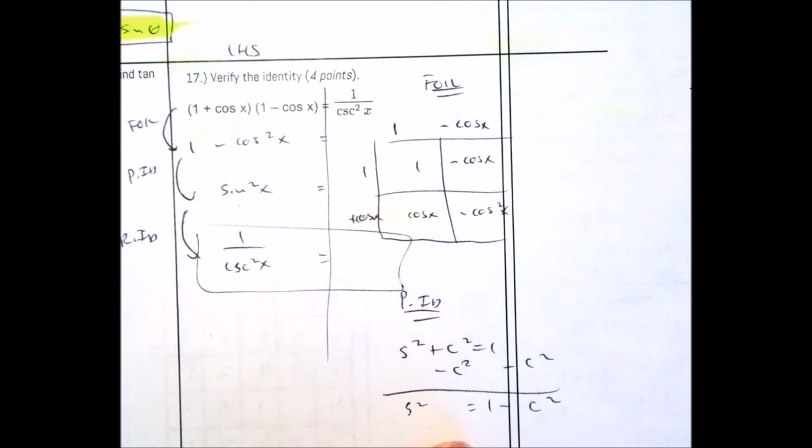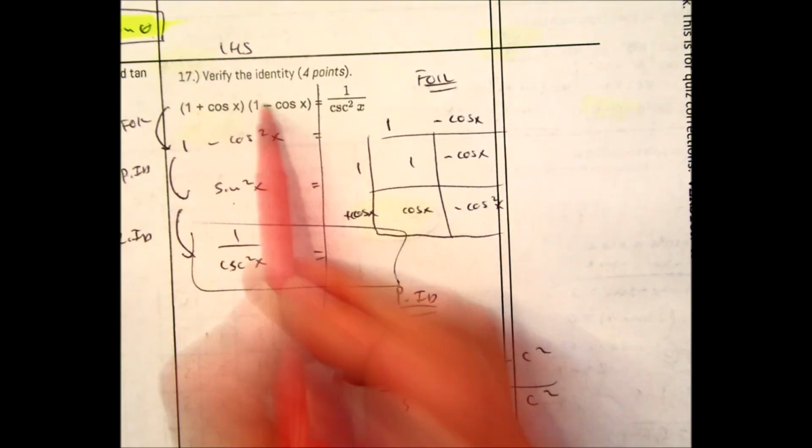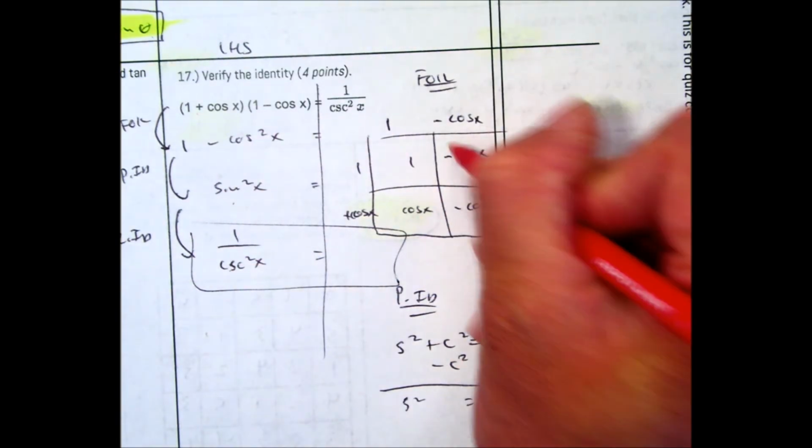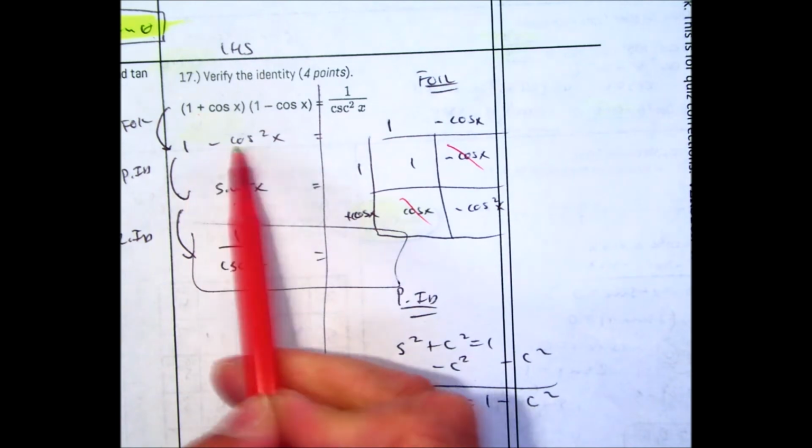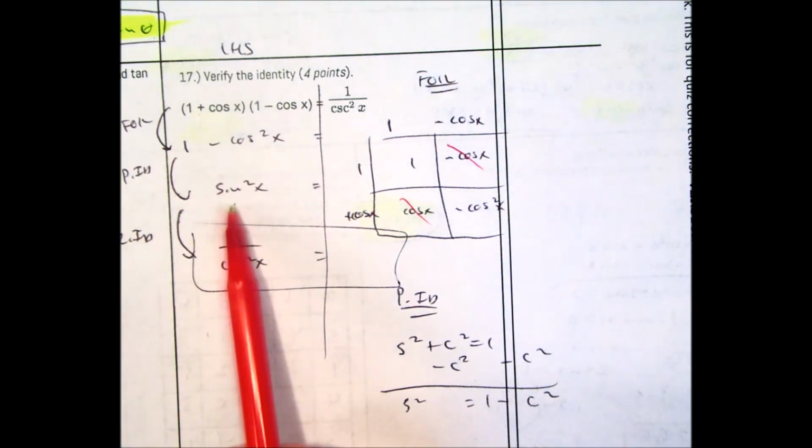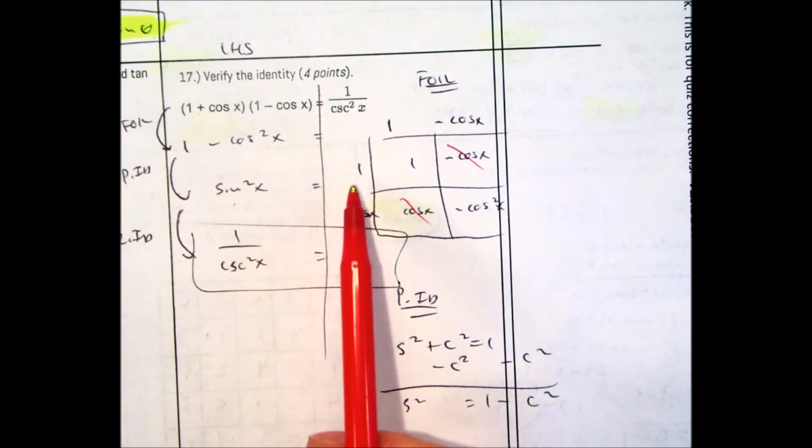Question number 17, I worked on the left-hand side. I used FOIL. You'll notice that the middle terms here cancel. 1 minus cosine squared x. Pythagorean identity, sine squared x equals 1 over cosecant squared x. Then from here to here, that's just the reciprocal identity, and I've proven the sides. So that's how I was out of 16 points.